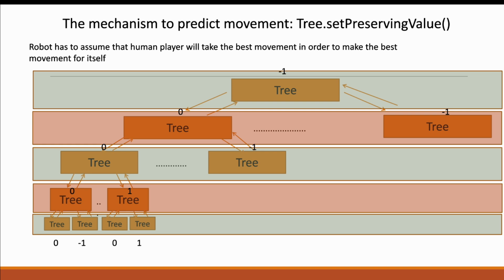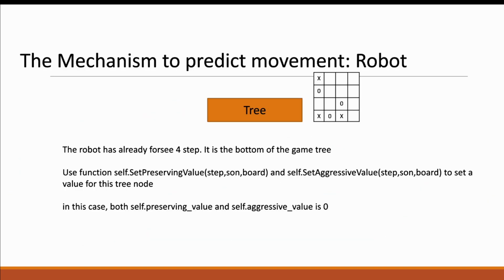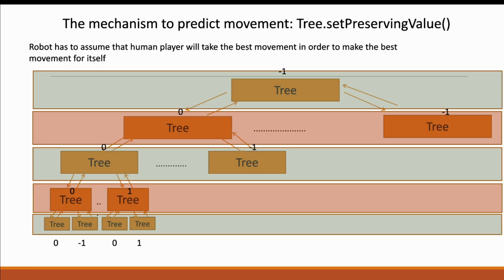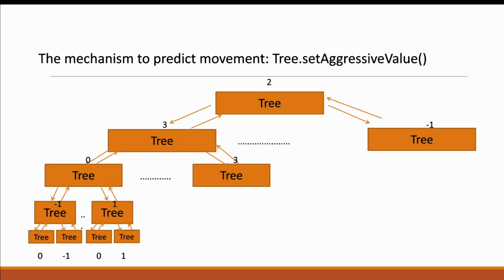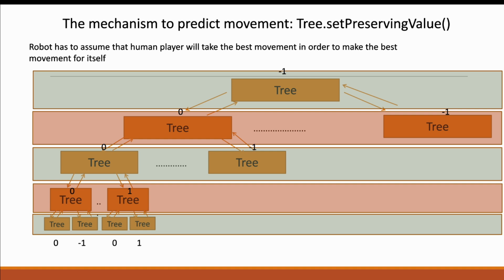Hence, we will use the two functions set preserving value and set aggressive value. For set preserving value, the function will assume the player and the bot will take the best move. When it is the robot's turn, the program will assign the node the maximum preserving value of its son nodes, and the minimum when it's the player's turn. In the case below, the program would receive the values of -1, 0, and 1 from the check ready to win self function for the bottom nodes. Hence, the preserving value will be assigned as follows, from the bottom to the top.